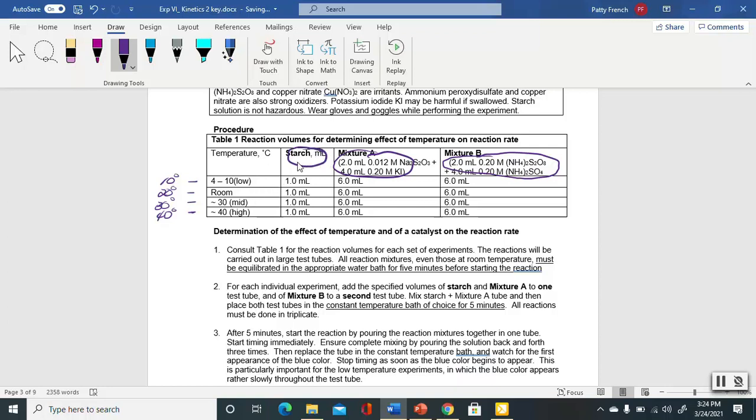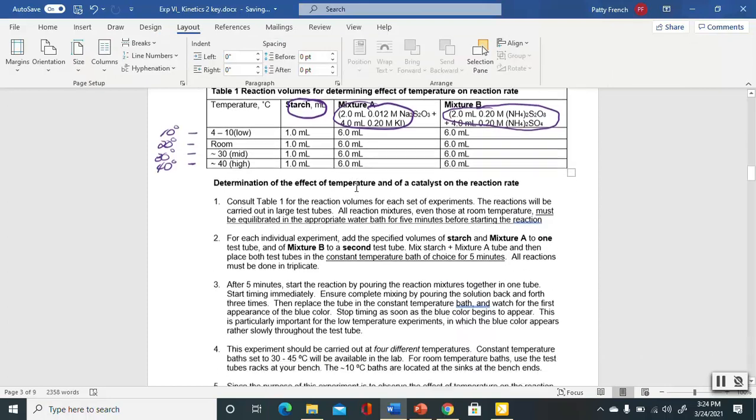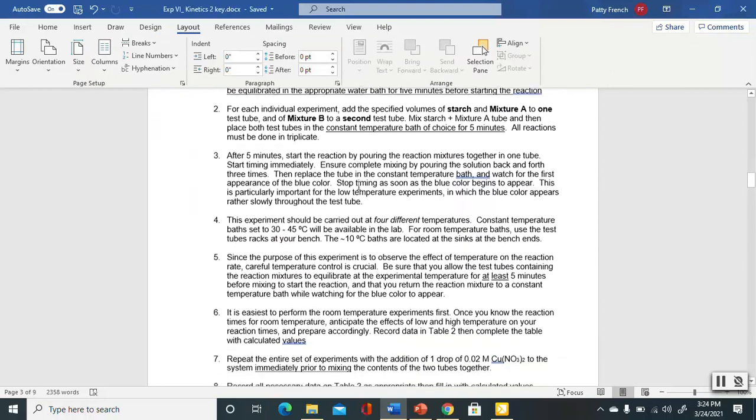Okay, so you're simply going to be doing the same thing you did last week, using the burettes, adding your mixtures, and timing. From the moment you add the mixtures together, start your stopwatch. And when it turns dark blue, that's the end of your time. It's just like last week.